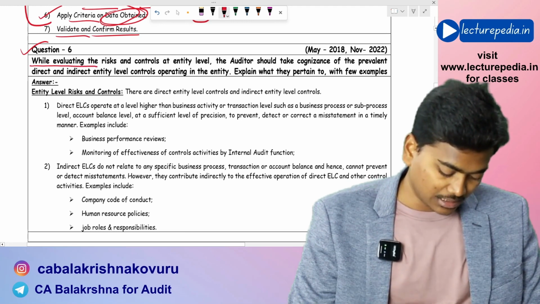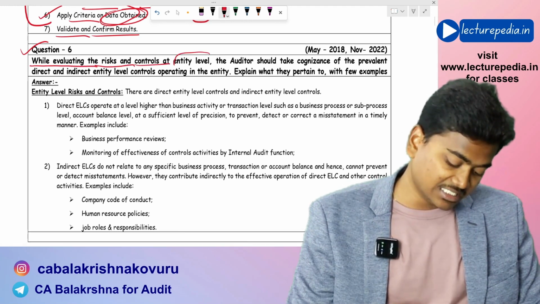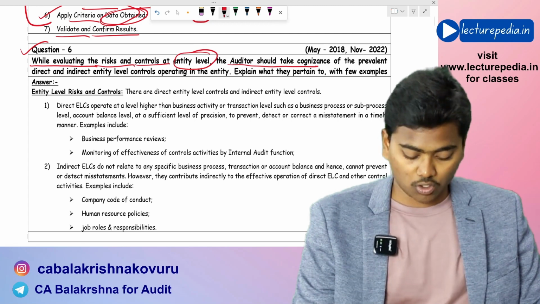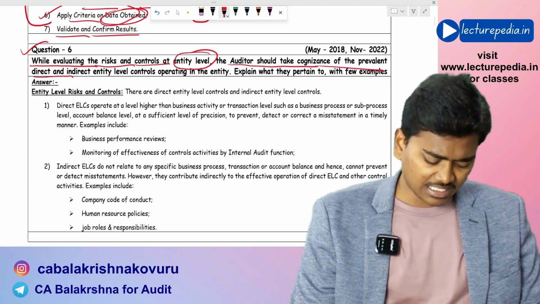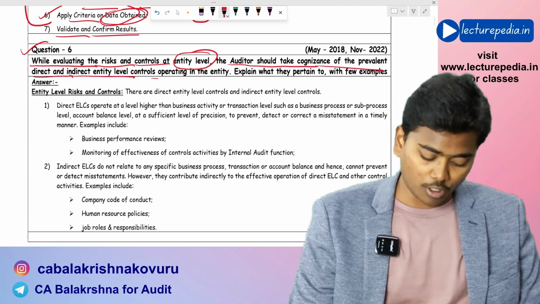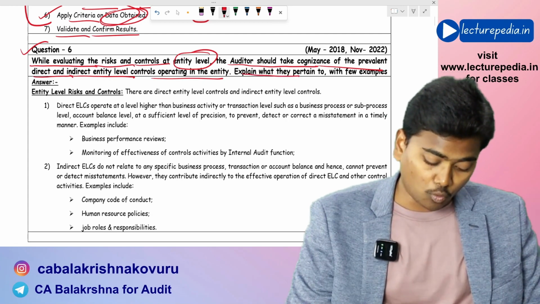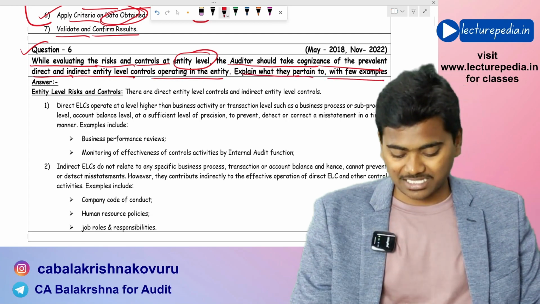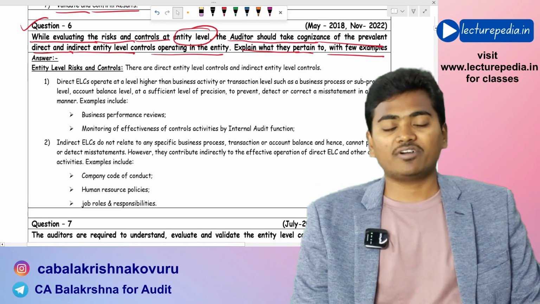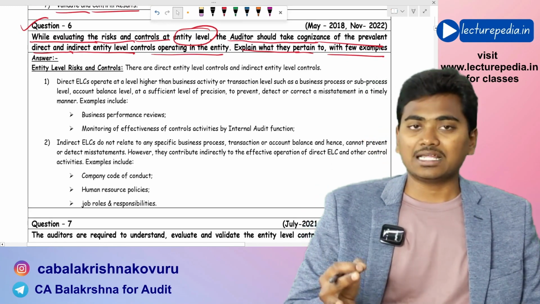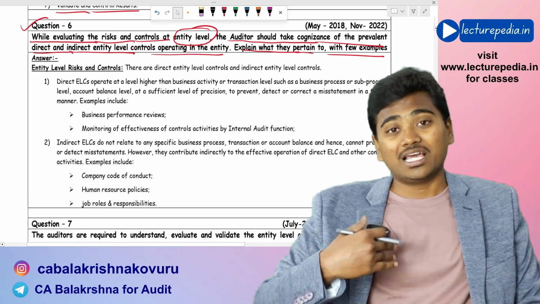While evaluating the risks and controls at entity level, the auditor should take cognizance of prevalent direct and indirect entity level controls operating in the entity. Explain what they pertain to with few examples. He is asking you to define direct entity level controls, indirect entity level controls with the help of examples.